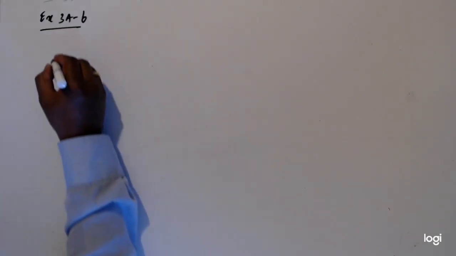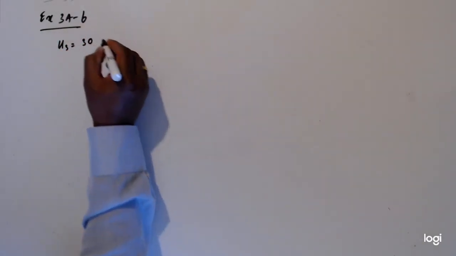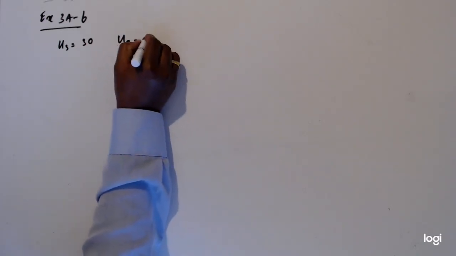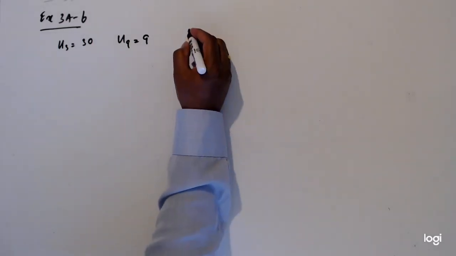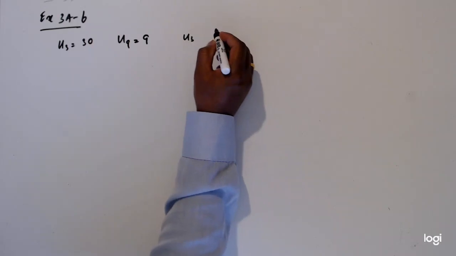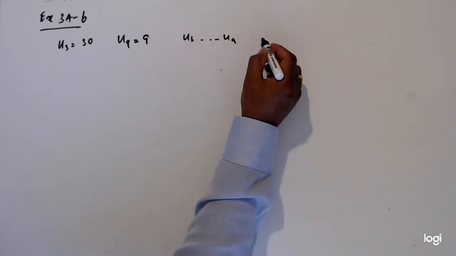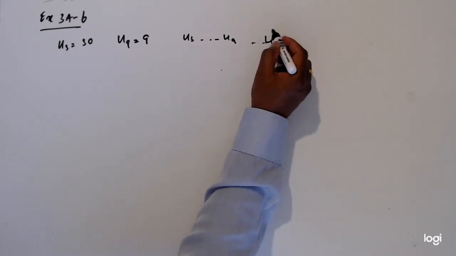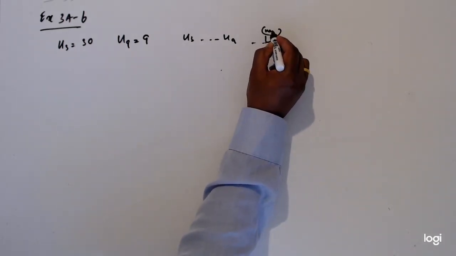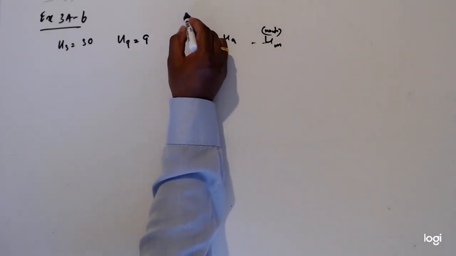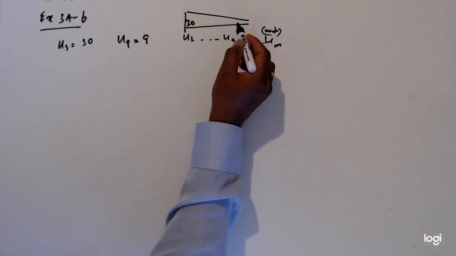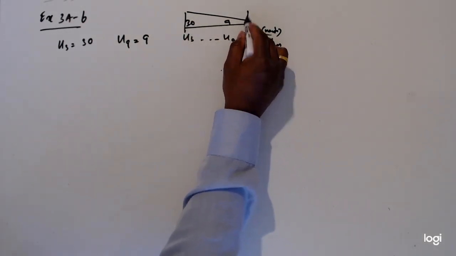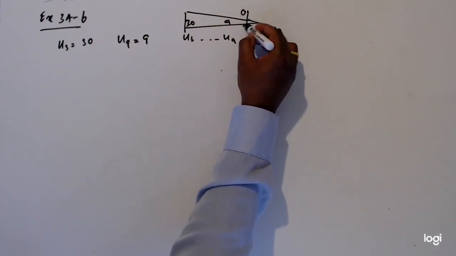Question number 6. For an arithmetic sequence, U3 is 30 and U9 is 9. So we need to find the first negative term in this sequence. So U3 and U9, and somewhere let's say the Um term, that is the negative term. First negative term. We can see the sequence is descending. This is 30 and this is 9. So maybe it will cross over somewhere to 0 and get into negative.